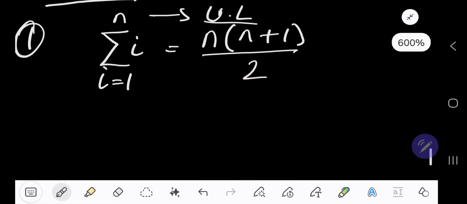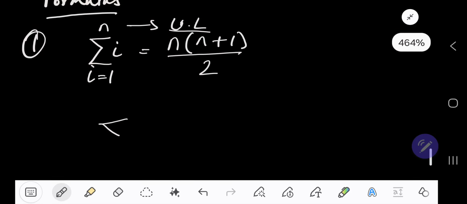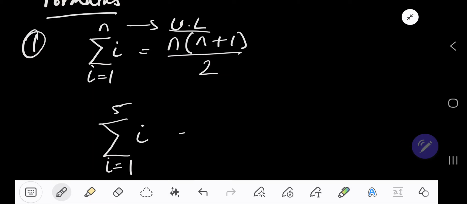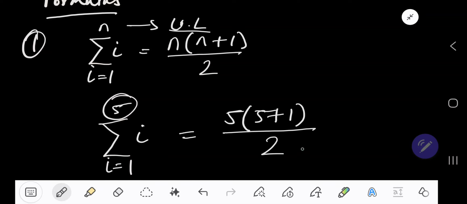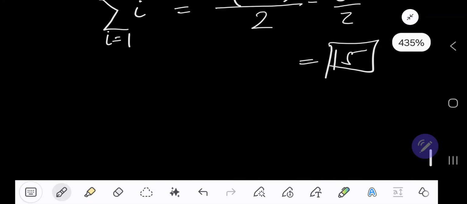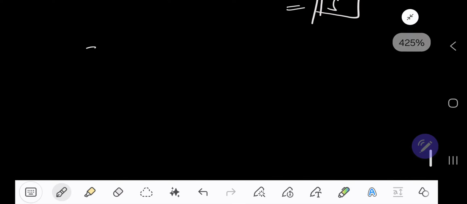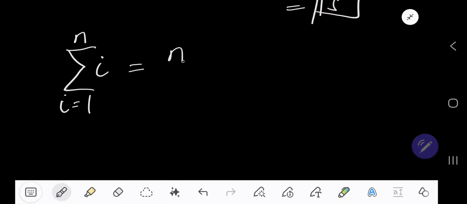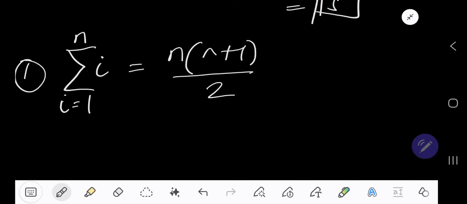So I'll give you an example of this. Find the summation of i from i equals 1 to 5. This would be equal to, n is 5, so 5 times 5 plus 1 divided by 2, which equals 30 over 2, which equals 15. So that's our first i rule. I'm going to rewrite it: it equals n times n plus 1 divided by 2. This is our first rule.